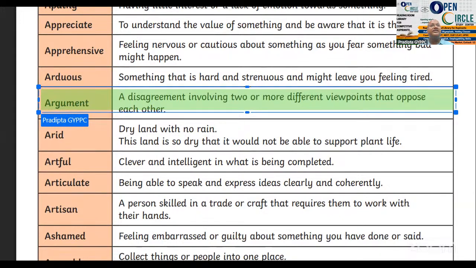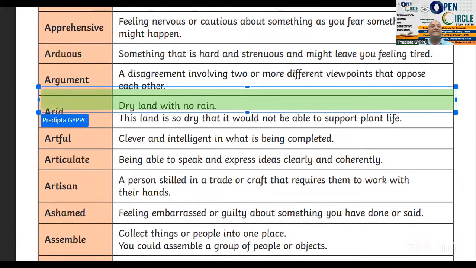Argument. Argument is a disagreement in the form of statement. Yeah, correct. A disagreement in the form of statement. Tarka, bitarka, jukti tarka, like that. I do not like such argument which has no logic. Okay? Sentence. The next word is arid.